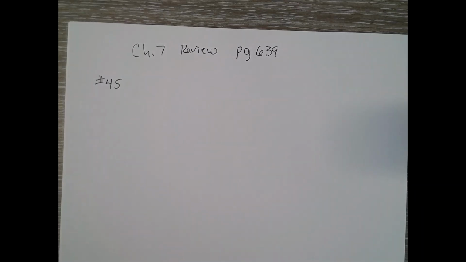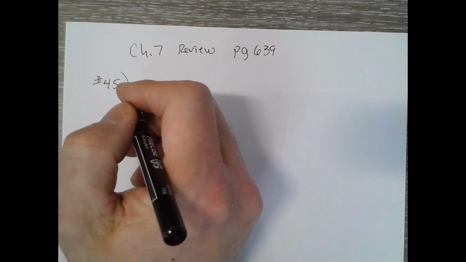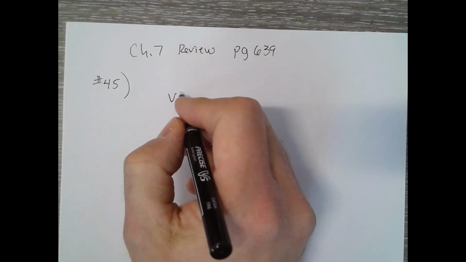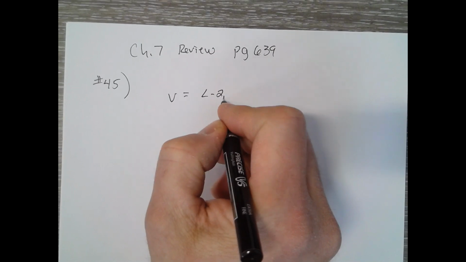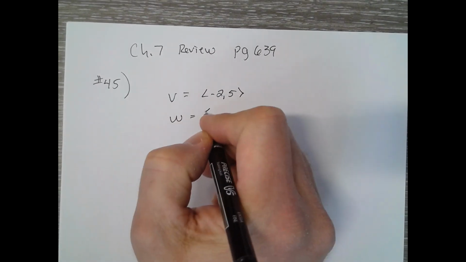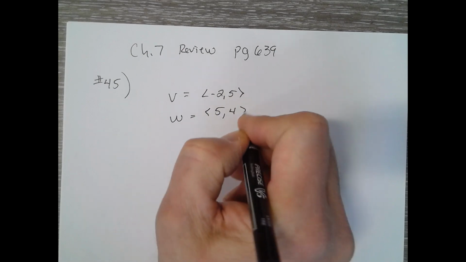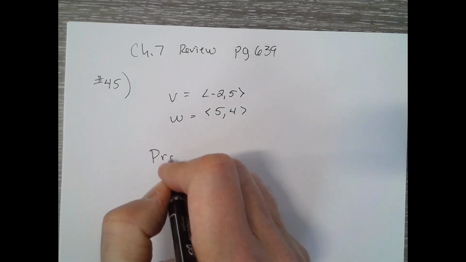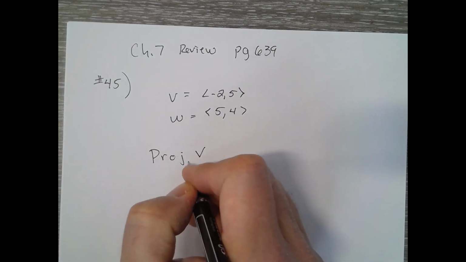All right, Chapter 7 review, page 639, number 45. We've got V, which is (-2, 5), and W, which is (5, 4), and we're trying to find the projection of V onto W.